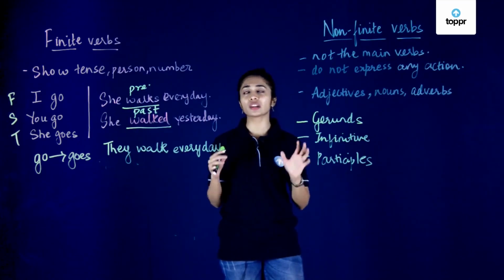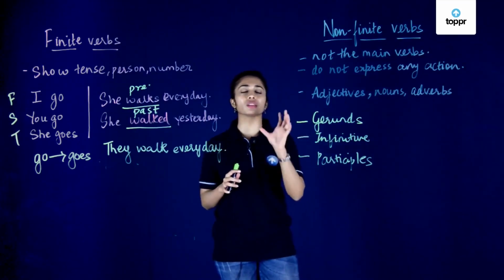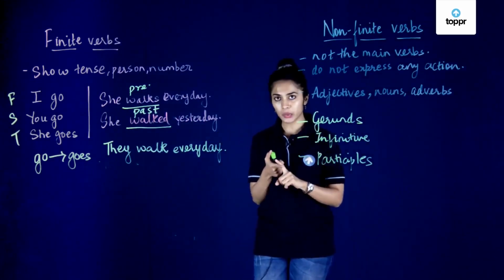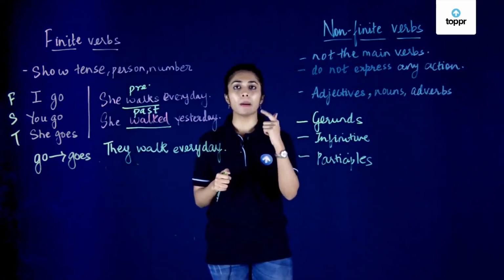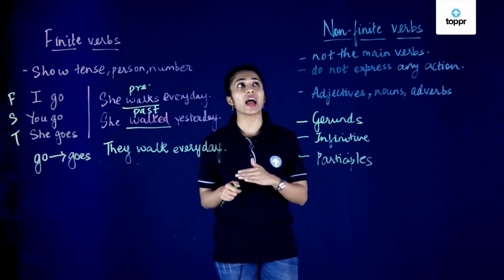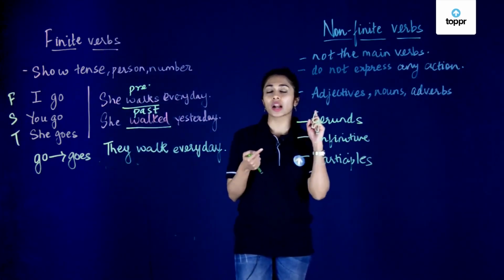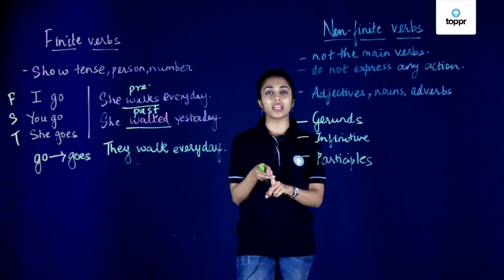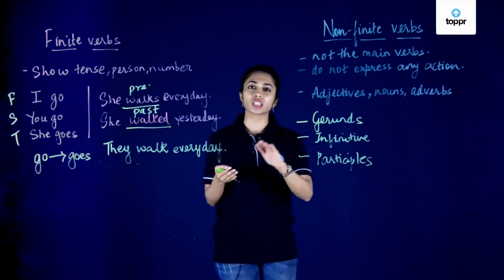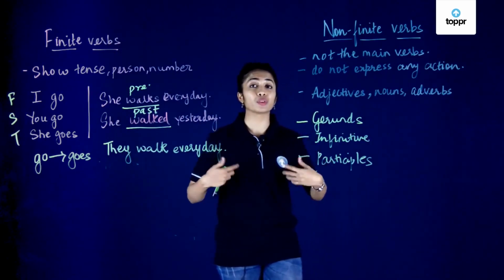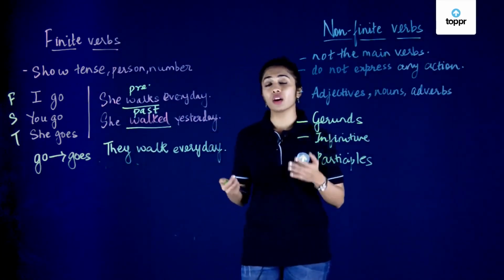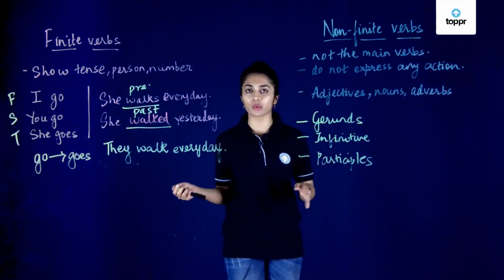Well, I hope you all have understood the basic difference between finite and non-finite verbs. Just remember one thing. Finite verbs show us number, person and tense, whereas non-finite verbs are not the main verbs of the sentence. They do not denote any action, but instead they play the role of an adjective, adverb and a noun.